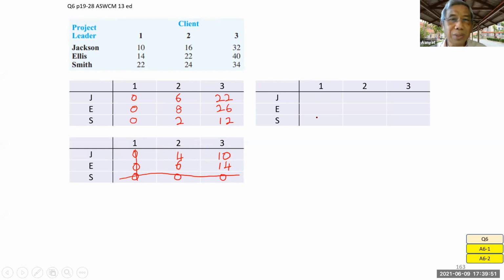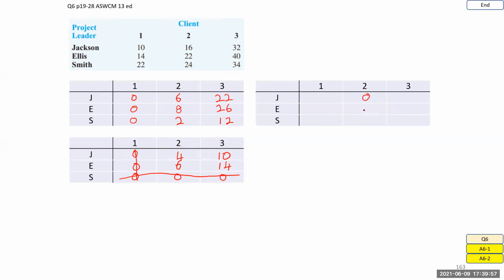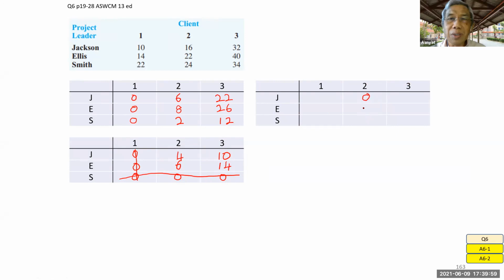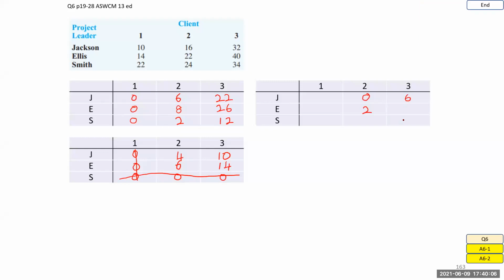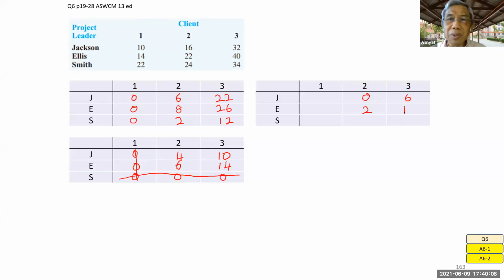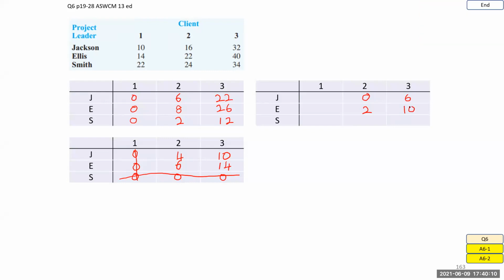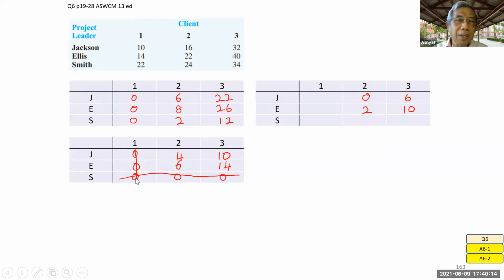Okay, let's do it one by one. So 4 minus 4, 0. 6 minus 4, 2. And then 10 minus 4, 6. 14 minus 4, 10. Okay. Now what are we going to do with the number at the intersection of the lines?